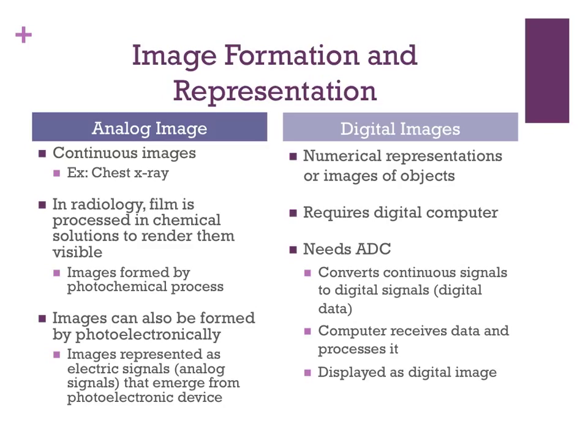Digital images are numerical representations or images of objects. This requires a digital computer, and it needs analog to digital conversion, which converts the continuous signals to digital signals. Here the computer receives the data and processes it, and then displays it as a digital image. Check out Figure 2.3 on page 30 of your textbook.